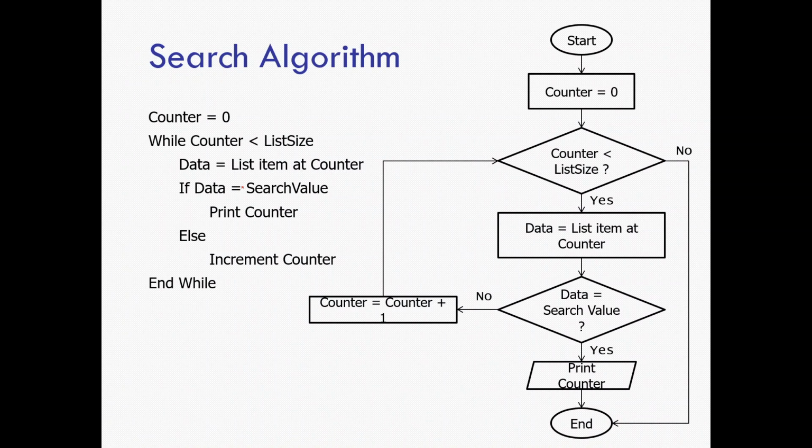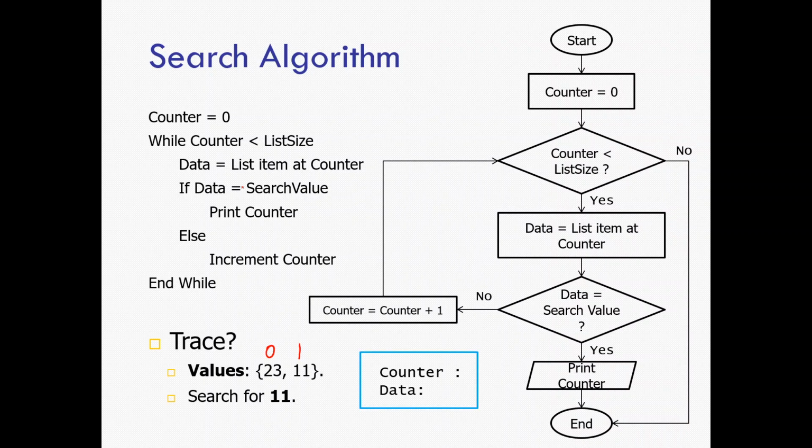So here we go. I'm going to search for the values. The values 23 and 11 are in there. I'm searching for 11. So at position 0, I have the value 23. At position 1, I have the value 11. So here we go. I start. My counter is equal to 0. So I can put my finger on these boxes as they go. Where they're red now, that's where my finger is.